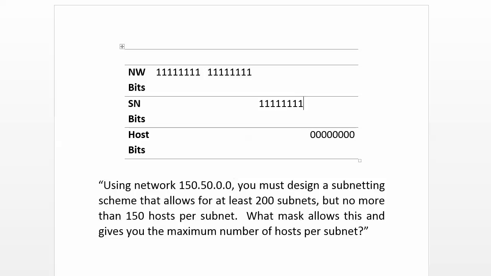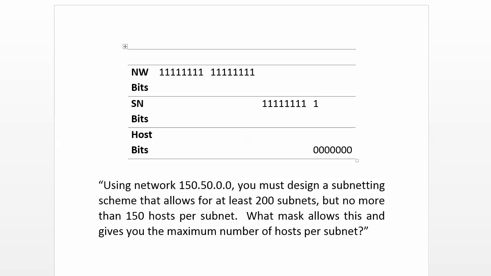254, right? Because you got to do the -2. So we have 2 to the 8th power, 2, 4, 8, 16, 32, 64, 128, 256. Same thing it was a minute ago. 256 minus the 2, 254, and that violates the second requirement. So what we need to do now is what? How can we reduce the number of hosts per subnet? We can borrow some more host bits. So what I'm going to do is replace that one with a 1. That's a good representation.